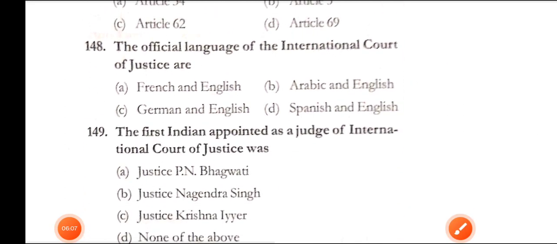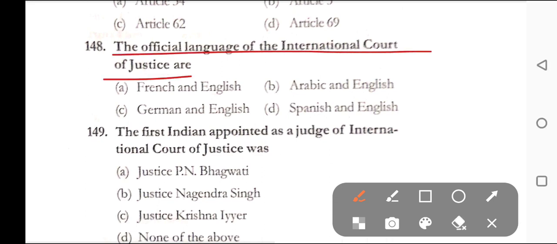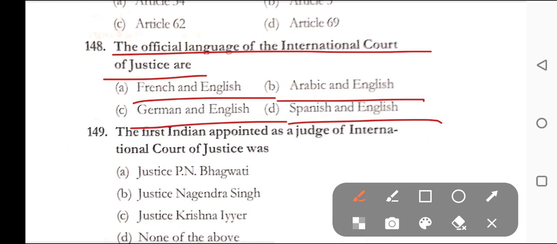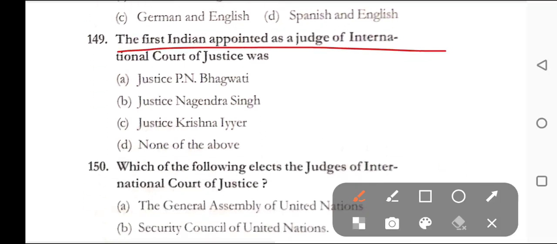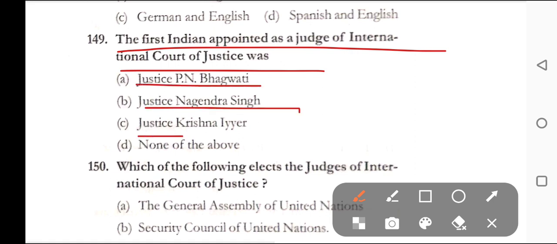Question number 148. The official languages of the International Court of Justice are French and English, Arabic and English, German and English, Spanish and English. Correct answer here is option A, that is French and English. The official languages of the International Court of Justice are French and English. Question number 149. The first Indian appointed as a judge of the International Court of Justice was option A, Justice P.N. Bhagwati, option B, Justice Nagendra Singh, option C, Justice Krishna Iyer, and option D, none of the above. Here correct answer is option B, that is Justice Nagendra Singh.